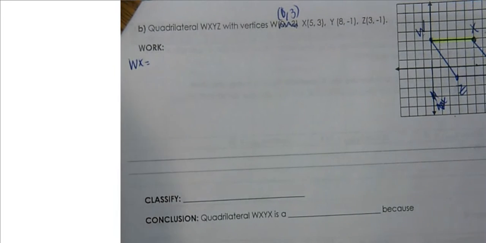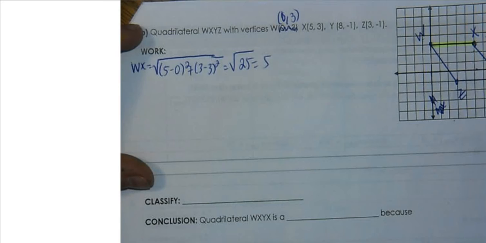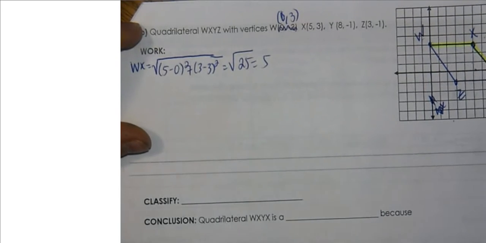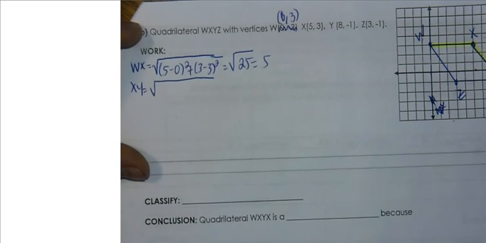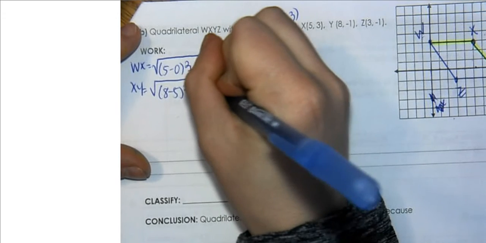So WX, I have (5 - 0) squared plus (3 - 3) squared. 5 - 0 is 5. 5 squared is 25. Square root of 25 is 5. Next, I'm going to find the side length of XY. XY, that is going to be (8 - 5) squared plus (-1 - 3) squared.